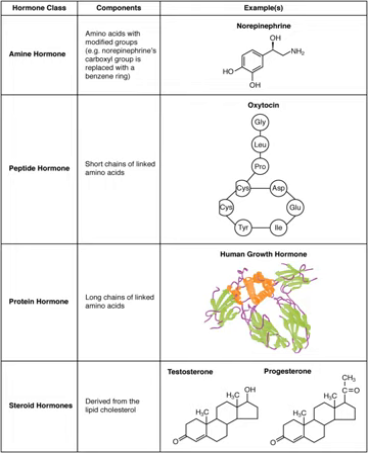Steroid, hormones derived from cholesterol. Examples of steroid hormones include the sex hormones estradiol and testosterone, as well as the stress hormone cortisol. Compared with vertebrates, insects and crustaceans possess a number of structurally unusual hormones such as the juvenile hormone, a sesquiterpenoid.